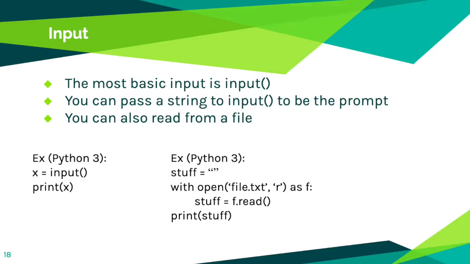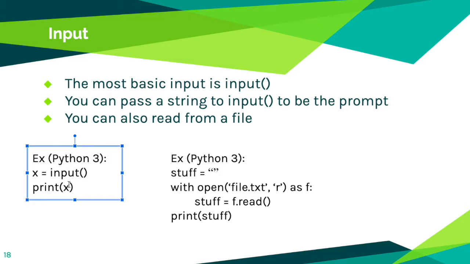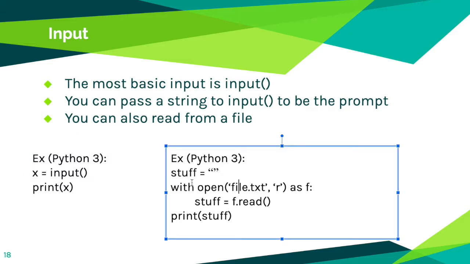So you receive a value with input, and the most basic form of input is input. Wow, that's so intuitive, right? You can pass a string to input to be the prompt, and you can also read from a file, just like you can output to a file. So X is equal to input, and then print X. Once we do the example, you'll probably see how this works. This is also pretty complicated, and I'll go over it in more detail in a later video.